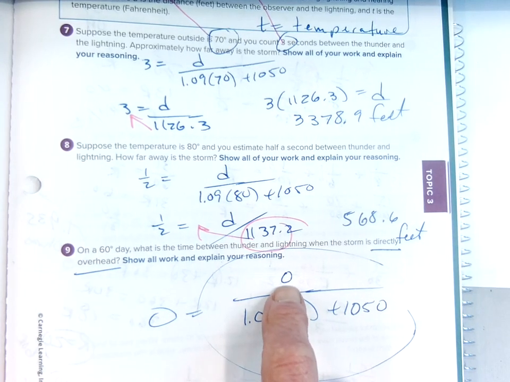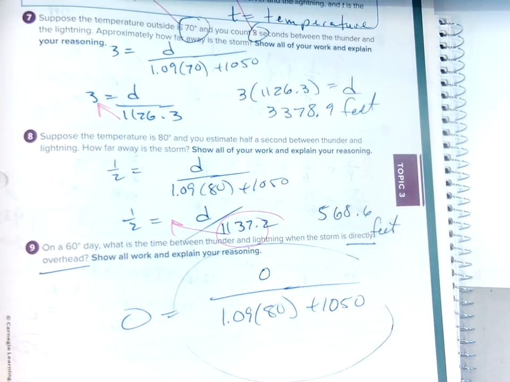Then finally, if we know it's overhead, we do certainly know the distance is 0, so we know the time has to be 0. So that was pretty easy to solve. Okay, that's what I have.